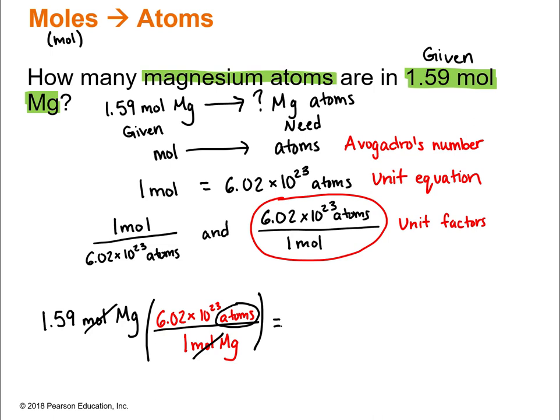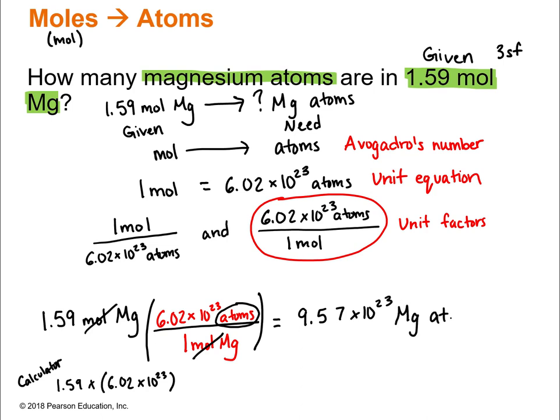In the calculator, you're going to put in 1.59 times, and then you may need to use parentheses here, 6.02 times 10 to the 23rd. When you do that, and you use sig figs, we've got three significant figures here. You should get 9.57 times 10 to the 23rd magnesium atoms. Don't forget your units. Units matter. This is the first calculation type that you're going to need to know for Chapter 8.